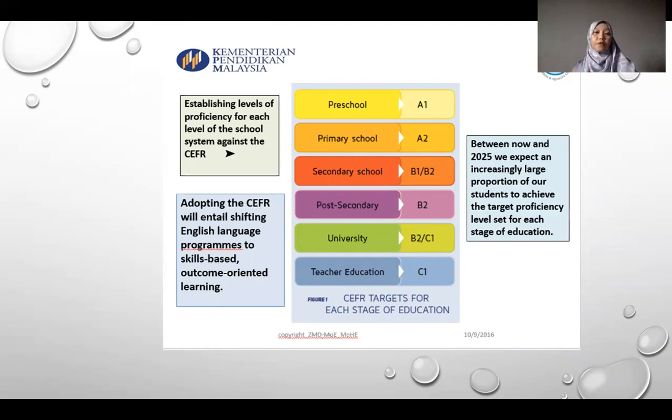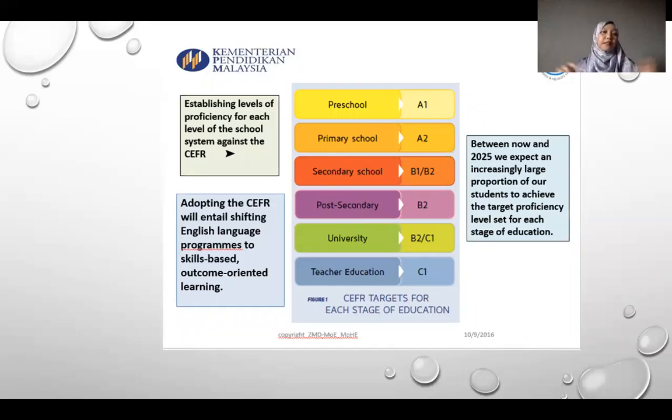And then when they move to the primary school, the English language skills will move to A2, followed by secondary school, which will be B1 or B2. In the post-secondary school, students will be at B2. And when they enter university, at least they are at B2 level and they can move to C1. For teacher education, for example, TESOL students, they need to have C1 before they graduate.